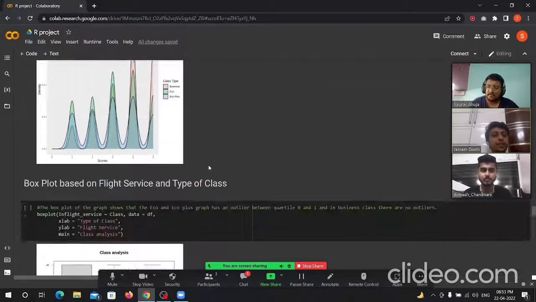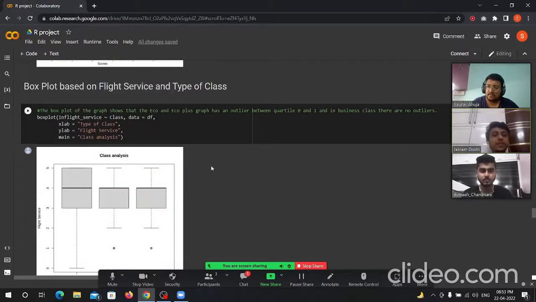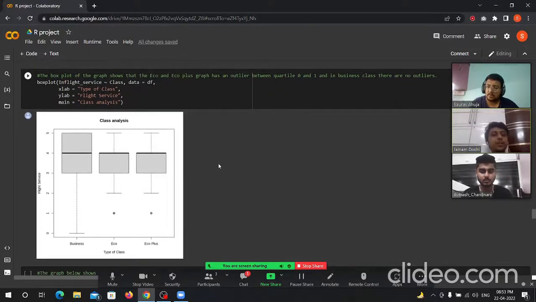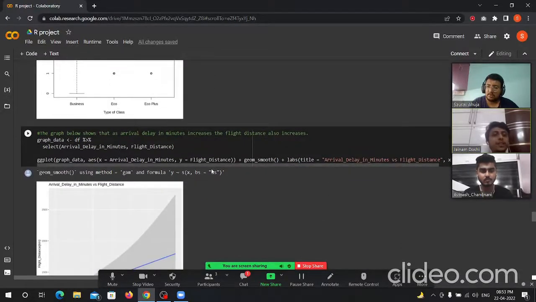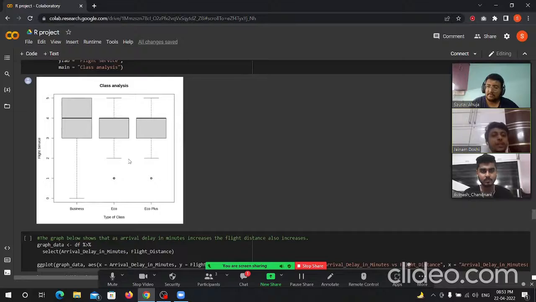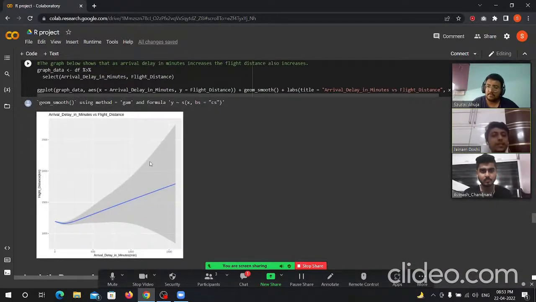The next graph is the box plot based on the flight service and the type of class. So in this, quartile 3 is not present in the economic and economy plus class, which shows that the passengers have not rated them. And there are also outliers present in the economy and economy plus class. The line in the middle shows the median of the value. The next graph shows the relationship between the arrival delay in minutes and the flight distance. As the flight distance increases, the arrival delay also increases.